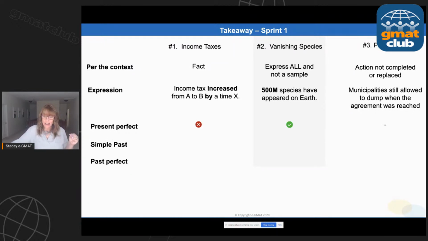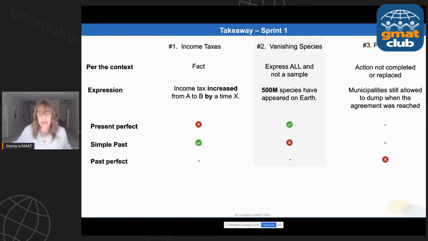Your verb tenses here, vanishing species, the proper use of that present perfect, have appeared and have vanished over the course of time. Simple past tense, okay, the income taxes, that stop date, we saw that hard stop in 2002, so we knew we needed that use of that simple past tense. And past perfect, we haven't seen a proper use of the past perfect yet where we've needed to sequence those events. So guess what we're going to get into now? We're going to get into a little bit of past perfect. All right, so let's get started.